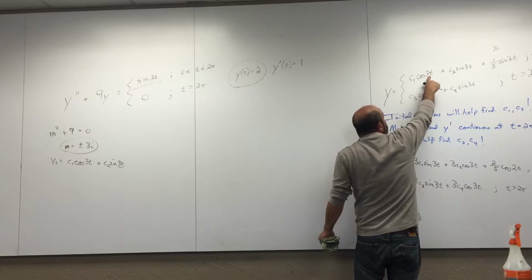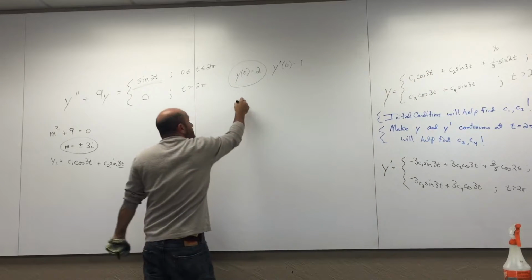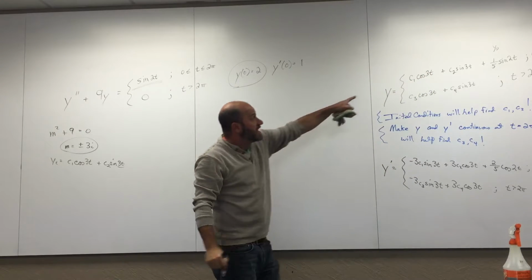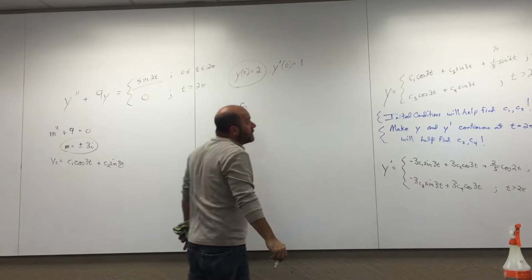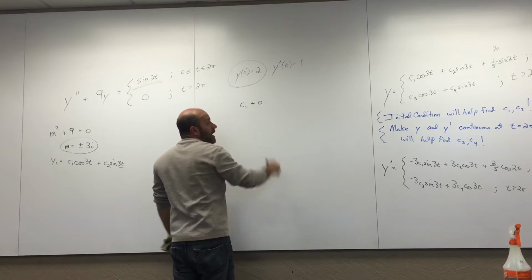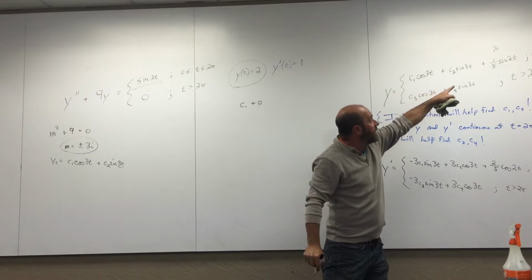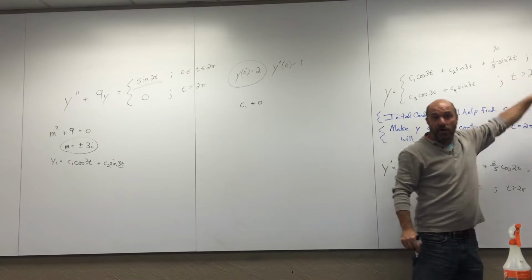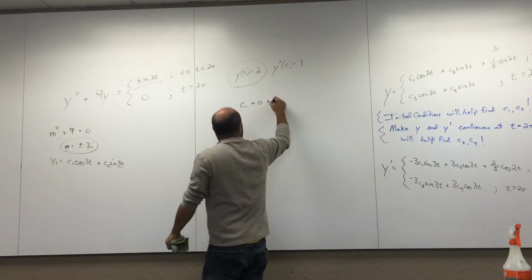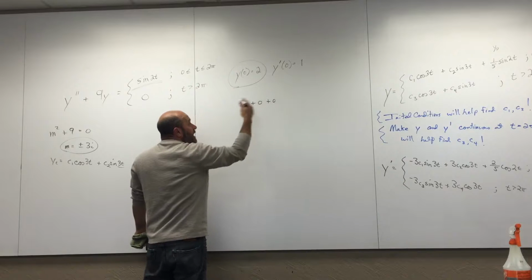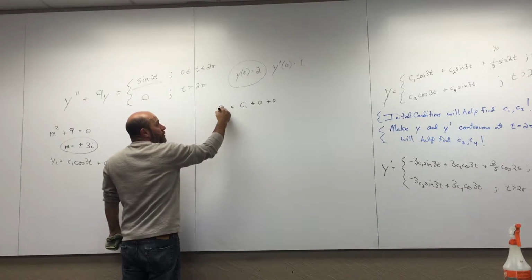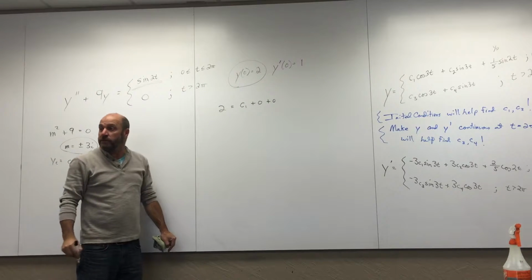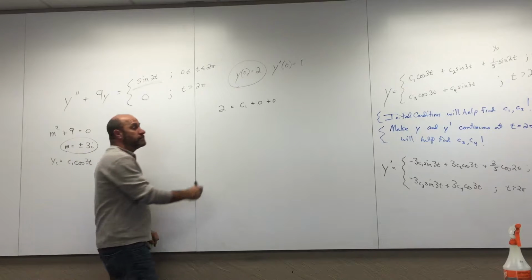The cosine of 0 is 1, so I think I get a C1. The sine of 0 is 0, so that's nothing. And the sine of 0 over there on that end is 0, so that's nothing. And what did we say? We're plugging in a 0, and it should equal 2. Well, I think I just learned that C1 is 2.